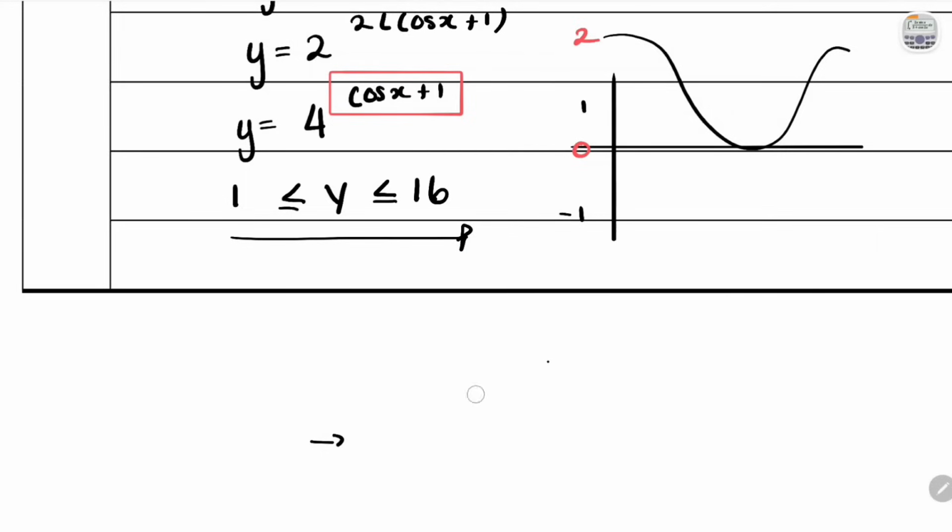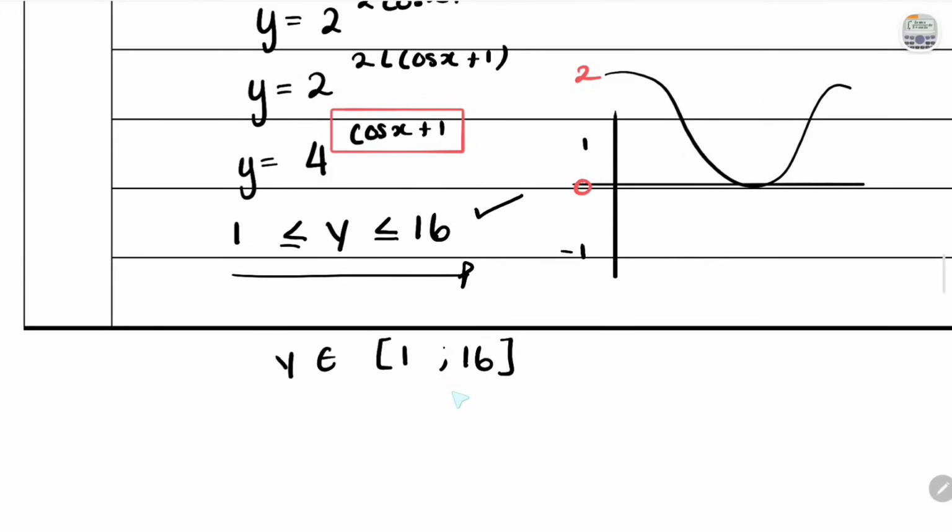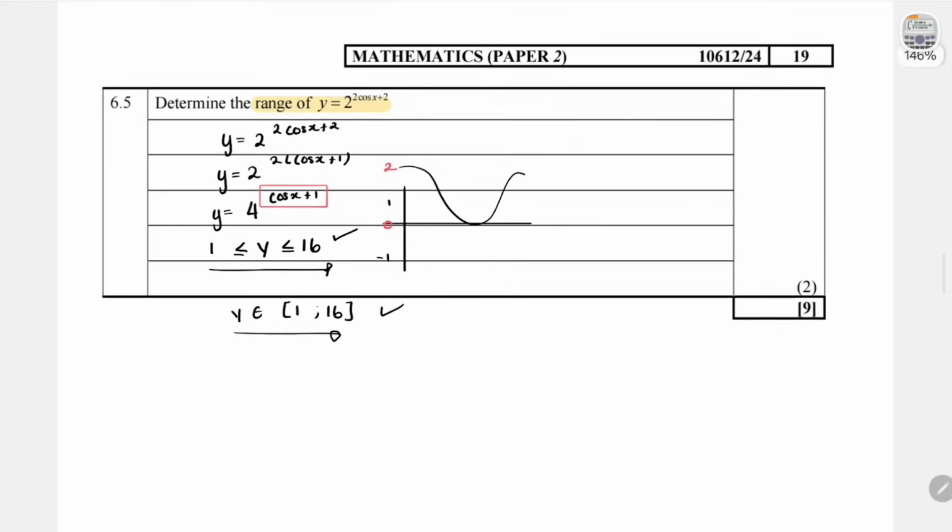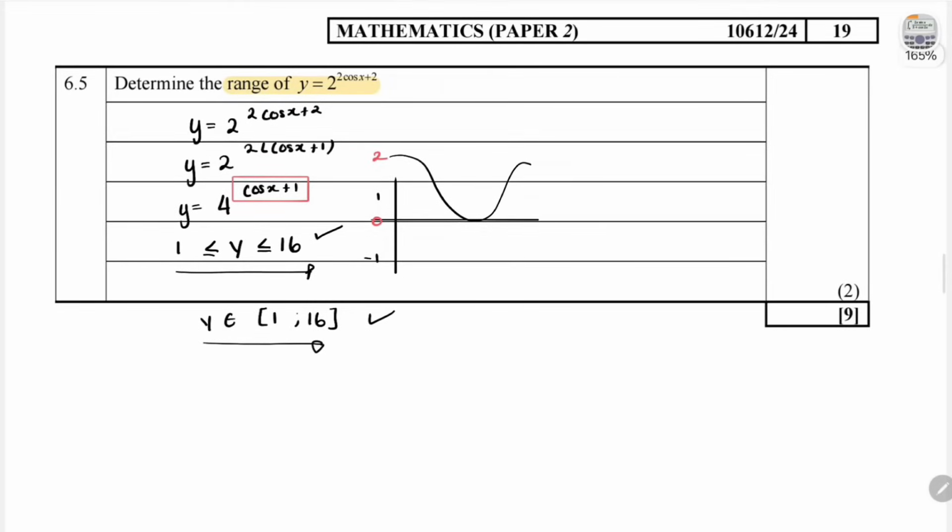Okay, you can of course write that in interval notation, which is y is an element of, going from 1 to 16, and then we'll use square brackets because this is the range. These are actual y values that this expression can achieve. So that is our answer. You can either leave it like that or like this. And that is it for question 6.